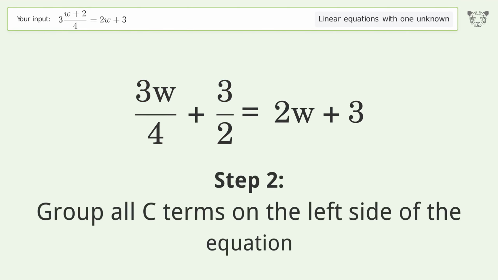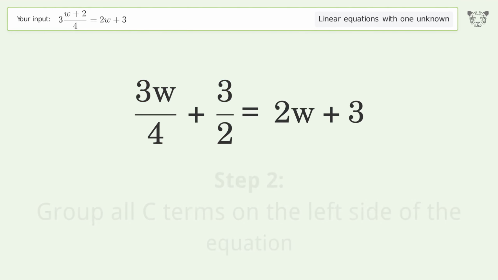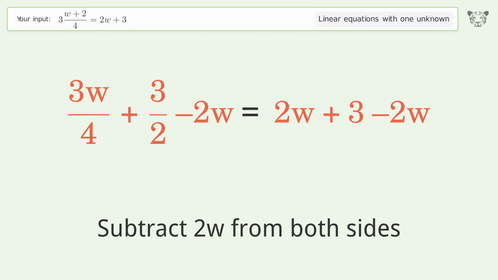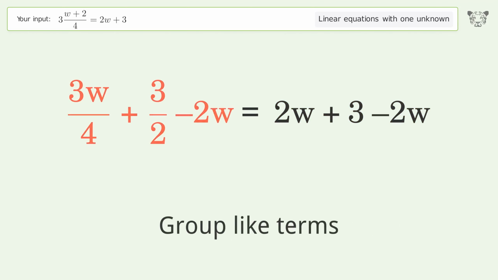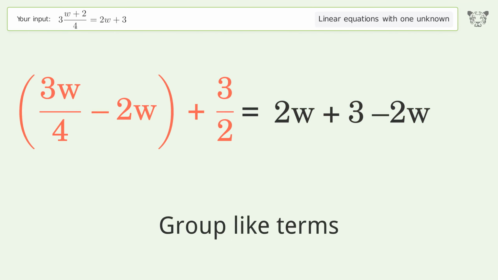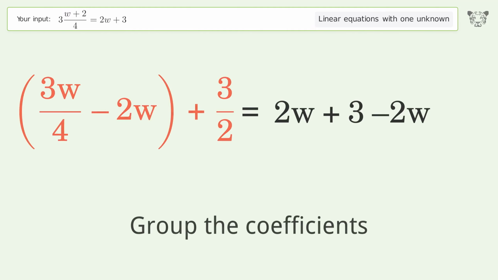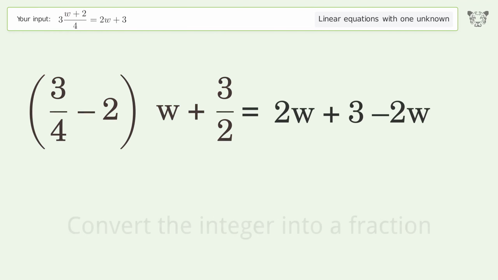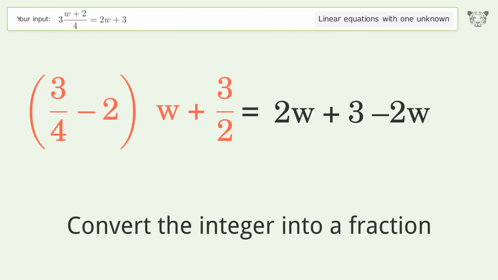Group all w terms on the left side of the equation. Subtract 2w from both sides. Group like terms. Group the coefficients. Convert the integer into a fraction.